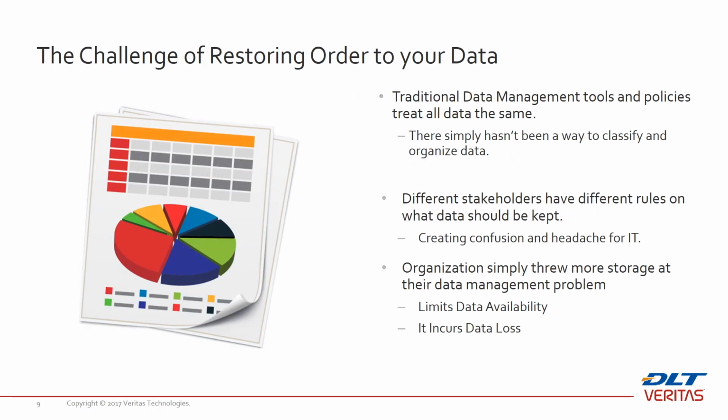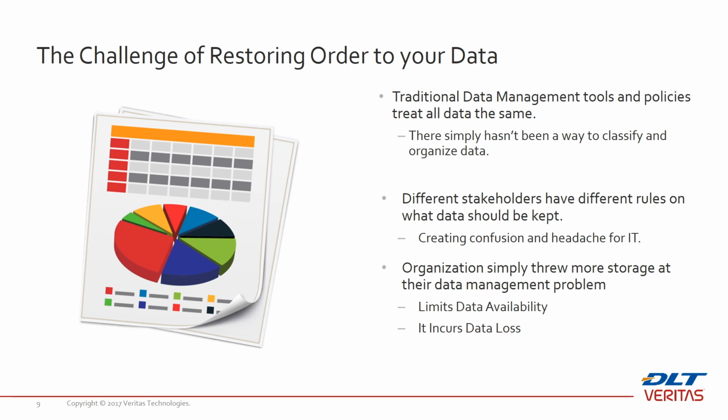The challenge of restoring order to your data. Rather than save all data, agencies must figure out a way to manage data appropriately, so their most important asset doesn't become a costly burden. But here's another problem. Data management tools and policies were developed to treat all data the same. There simply hasn't been a way to classify and organize data from many different sources, whether it's in email, file servers, databases, on-premise, or in the cloud. In addition, different stakeholders sometimes have different rules on what data should be kept, creating confusion and headaches for IT.